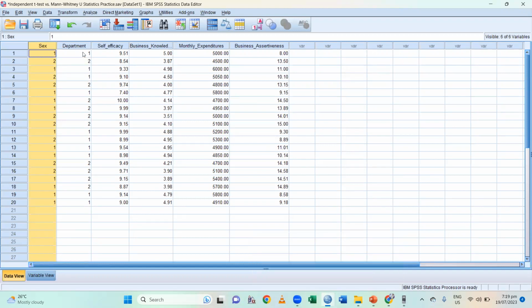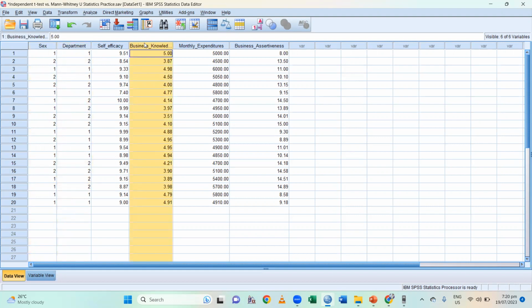Take note that independent samples t-test can only be used if there are two groups only. It's capable of determining if there's a significant difference when you group them according to two independent groups. For department, there are only two departments, finance and management, and we will compare if there's a difference in their business knowledge. Take note that department here is nominal and also dichotomous because there are only two groups, and business knowledge here is interval.